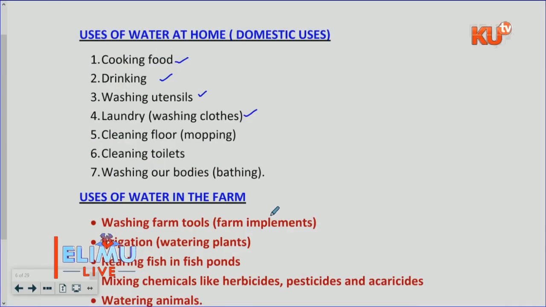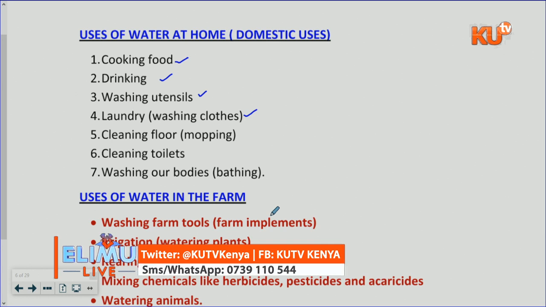So laundry, or washing clothes. The other name for laundry is washing clothes. So if an examiner asks you, which water is best for laundry? In short, he is telling you which type of water is best used for washing clothes.